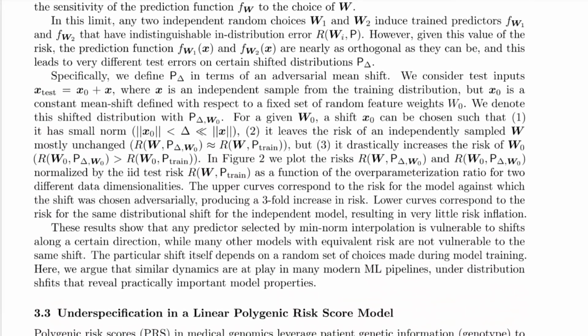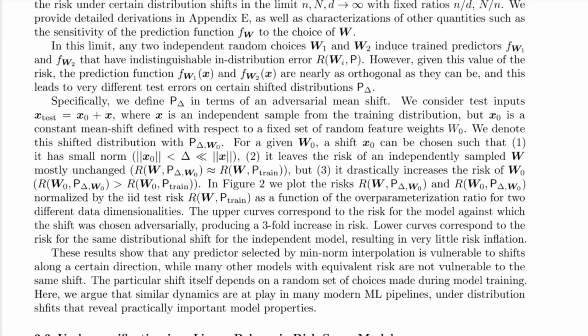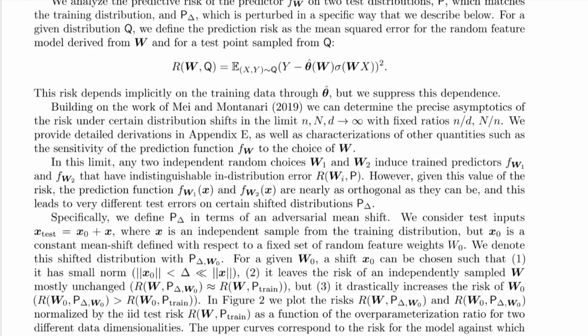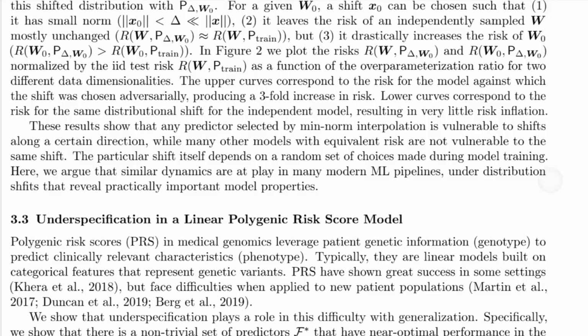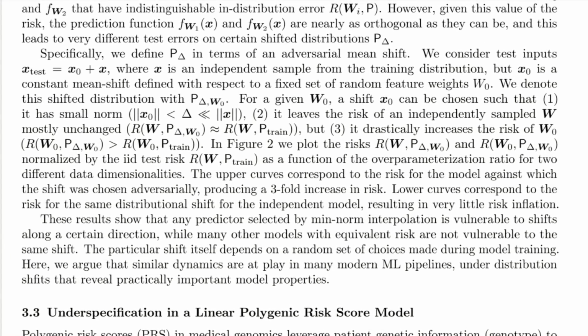So what they do is they make use of adversarial perturbations, where they say we construct a weight matrix. Here, for any given weight matrix, a shift can be chosen such that it has a small norm, so that it's essentially the same data that goes into the model. Two, it leaves the risk of an independently sampled W mostly unchanged, which is exactly what we have specified: if I train the model and I simply evaluate it on my original data, then everything's fine, okay? But it drastically increases the risk of W0.